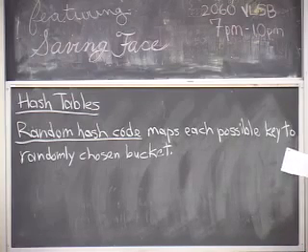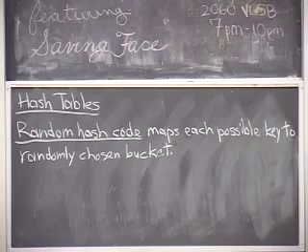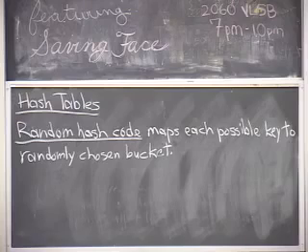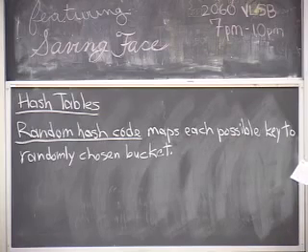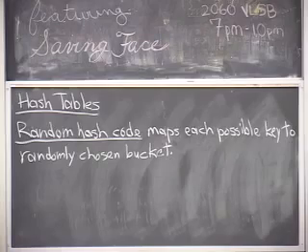Now, when I say a randomly chosen bucket, I do not mean that every time we hash a key, we roll the dice. No, you only roll the dice once per key, because for a hash table to work, the same key has to hash to the same bucket every time. So yes, every key has a randomly chosen bucket, but once that bucket's chosen, it stays that way forever.